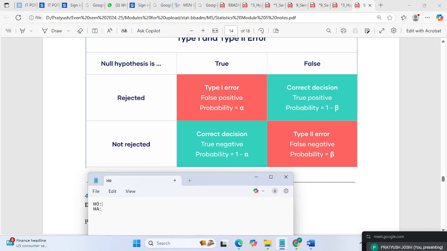Can you tell what is the null hypothesis? Tell me what is the characteristic of a null hypothesis?